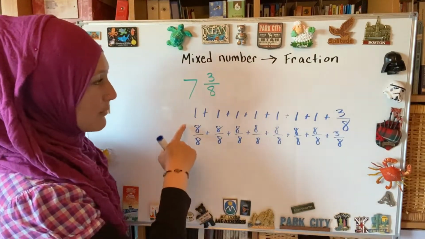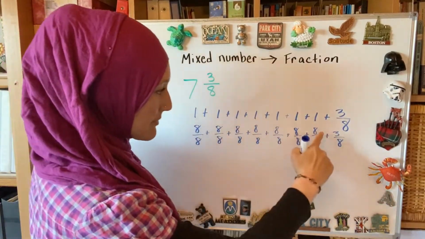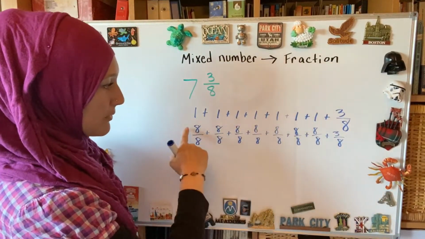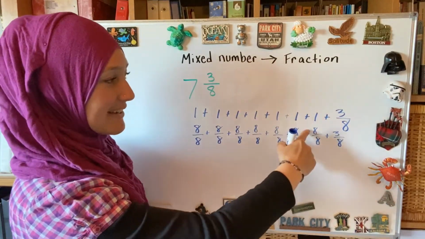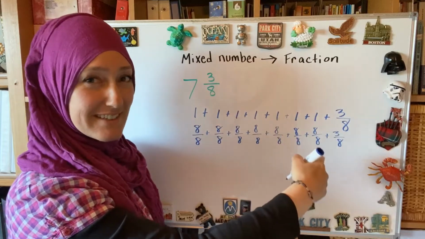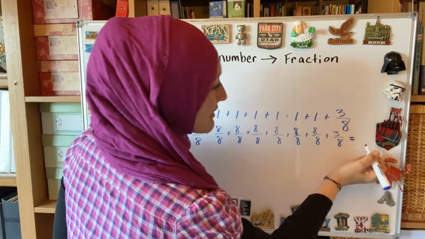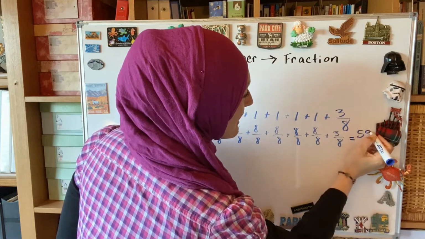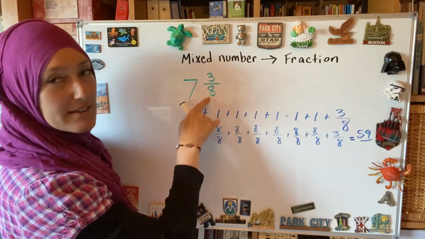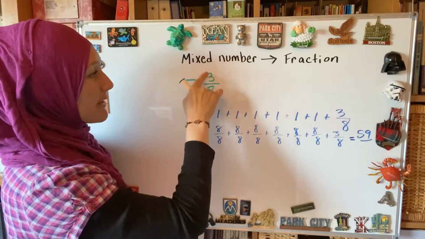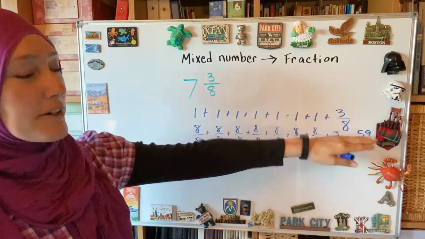So again, why does this shortcut work? What are we showing? How many times did we represent 8 here? We represented it 7 times. So 7 times 8 is 56, plus my leftover 3 is 59. That's how the shortcut works: 7 times 8 is 56, plus my leftover 3 is 59. That's where the numerator comes in.